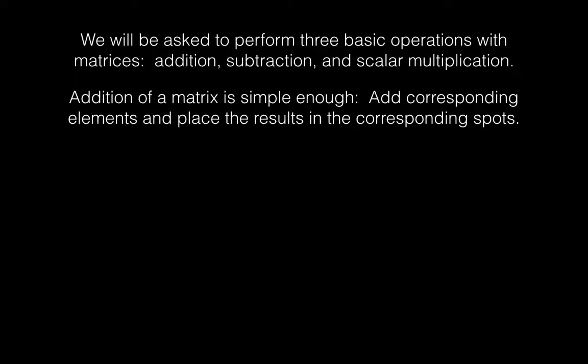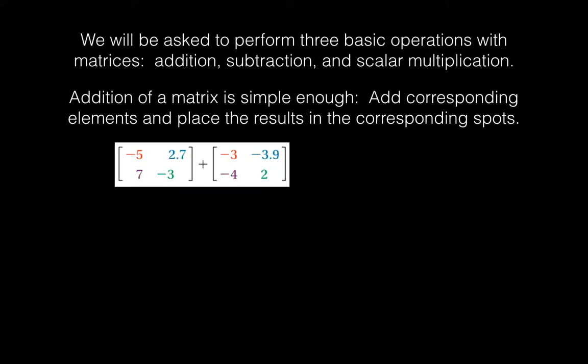Now, of course, corresponding means in the same location. So looking at this problem here that I got from the book, it is colored in a way that we need. You have a 2 by 2 matrix on the left with -5, 2.7, 7, and -3, adding to another 2 by 2 matrix, which is -3, -3.9, -4, and 2. Notice that the -5 and the -3 are both red. They are both also in the upper left portion of the matrix, just like 2.7 and -3.9 are in the upper right, 7 and -4 in the lower left, -3 and 2 are in the lower right. Those are your corresponding elements, and all you have to do is take those elements and combine them.